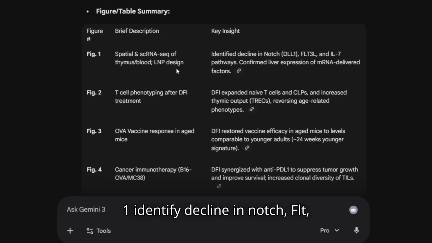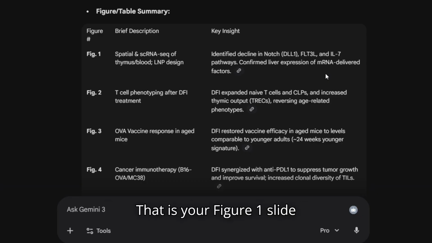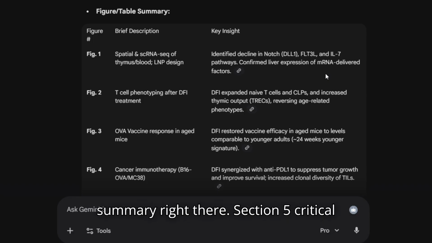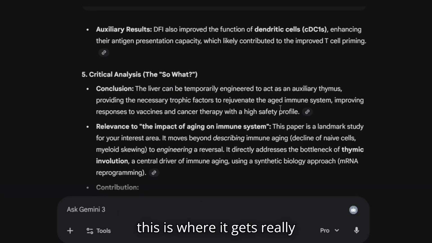Figure 1. Identified decline in Notch, FLT3L, and IL-7 pathways. Confirmed liver expression of mRNA-delivered factors. That is your Figure 1 slide summary right there. Section 5. Critical analysis. The so what? Alright, this is where it gets really valuable.